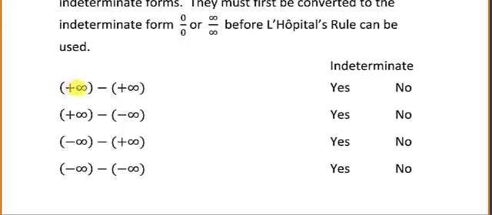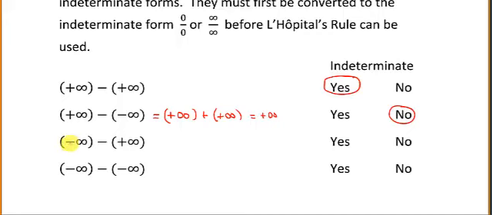If we look at this, we have a positive infinity minus a positive infinity. Notice we have a big positive number and we're subtracting a big positive number. It's hard to tell what's going to happen there. So this is an indeterminate form, okay? If we have a positive infinity minus a negative infinity, that would be the same thing as a positive infinity plus a positive infinity. So we have one number that's getting big and we're adding to it another number that's getting big. That's going to be a positive infinity. It's not an indeterminate form.